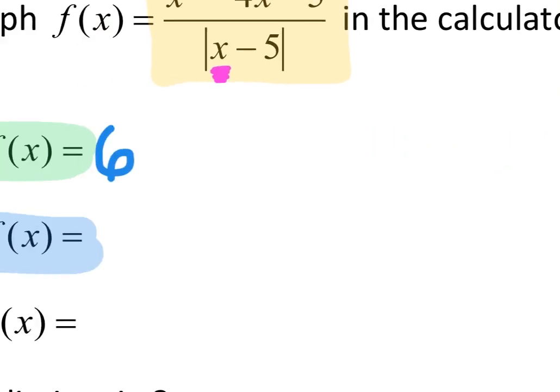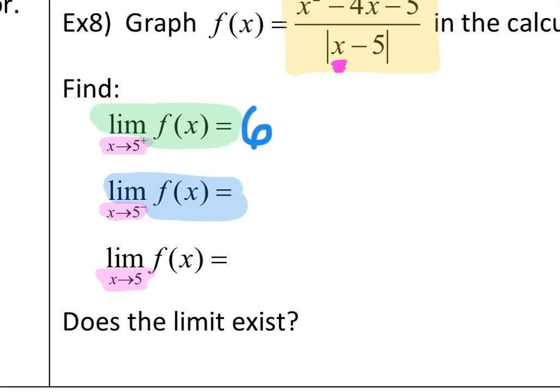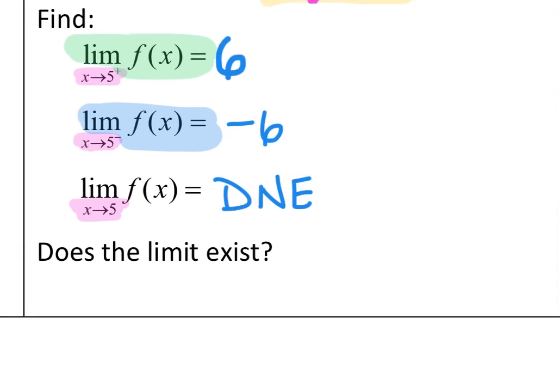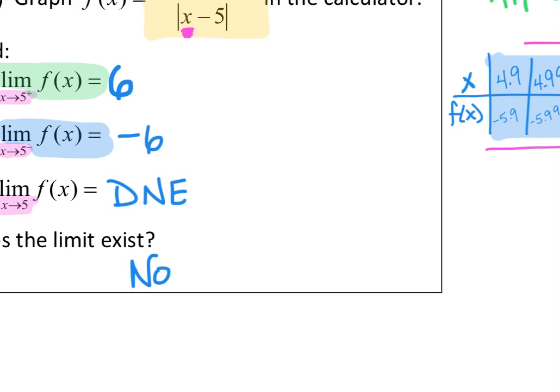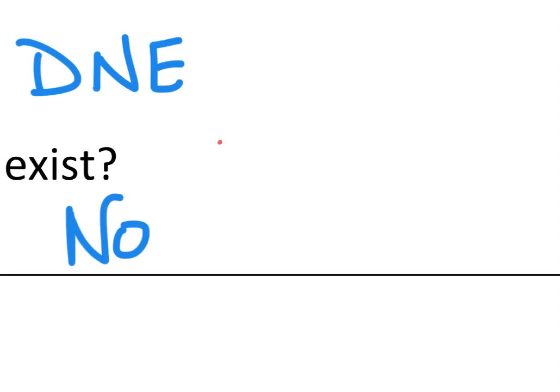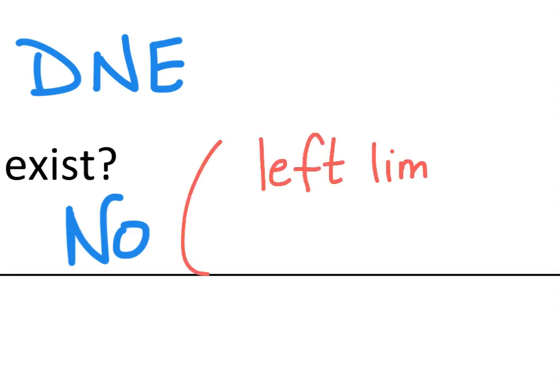And so over here, because the right limit approaches positive 6 and the left limit approaches negative 6, then the actual limit does not exist. So no. And let's give the reason here. The left limit does not equal the right limit.